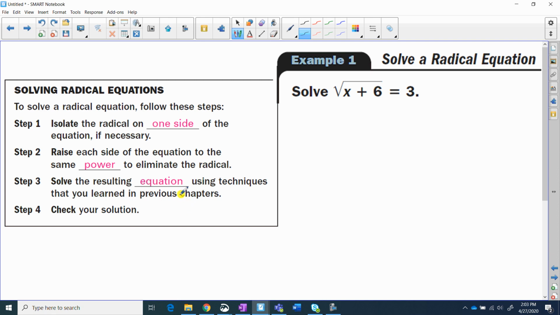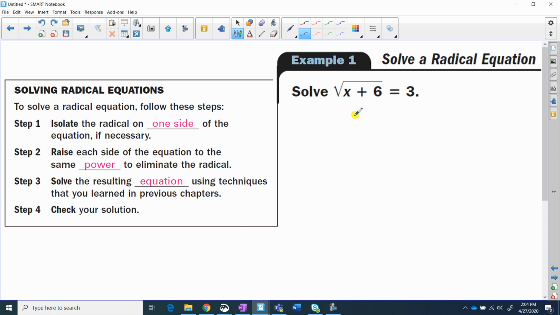Then the next step after that is you would examine that new equation and go through a series of steps to solve that new equation. Now it'll usually be linear or quadratic, both equations that you have dealt with in the past, so it should be something you can manage once you get through that eliminating the radical part. And then the last part is you're going to check your solution, which we'll just call the verifying step.